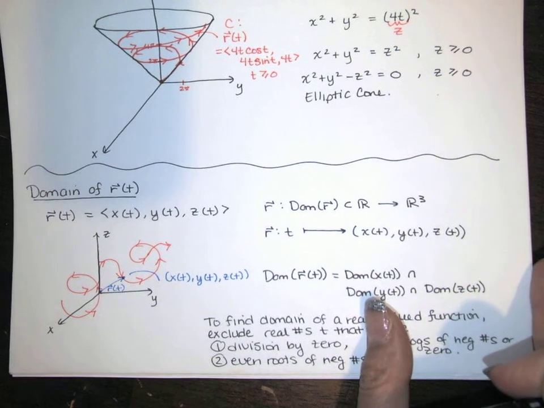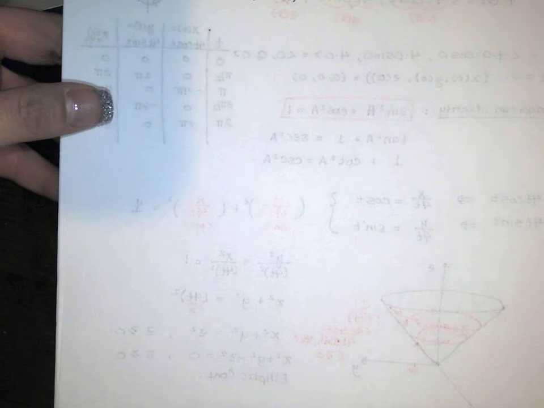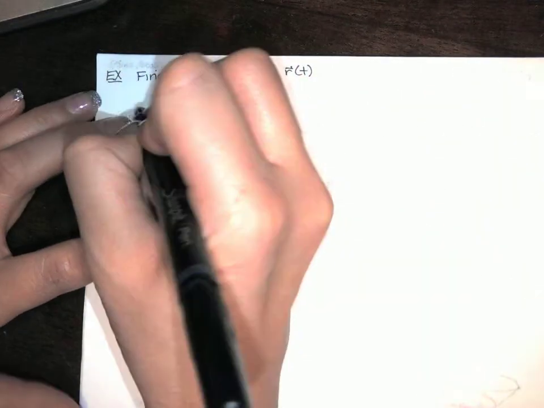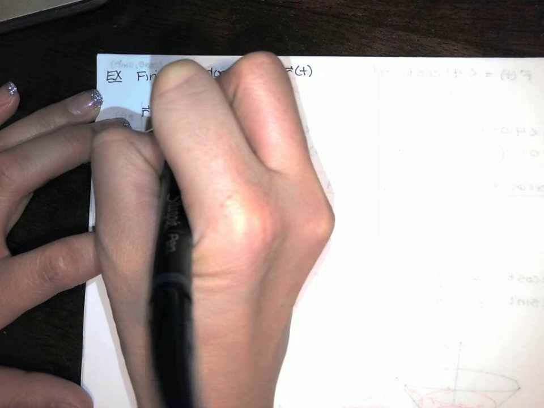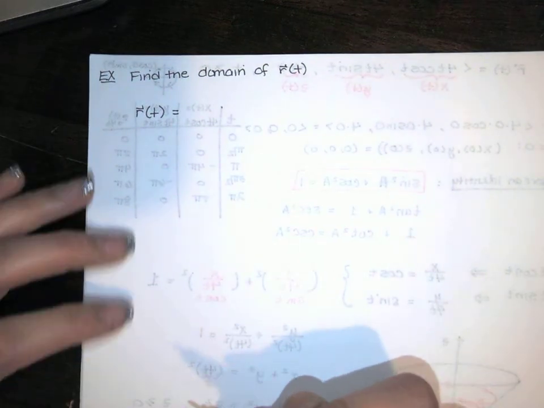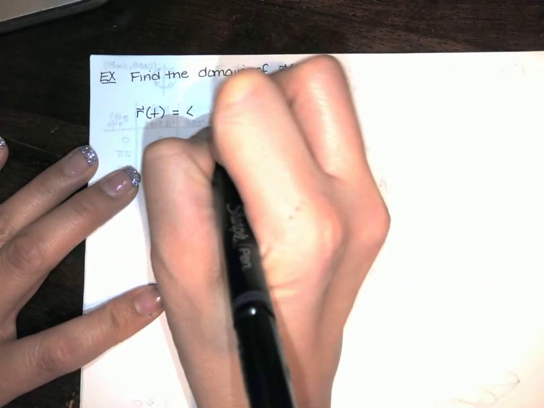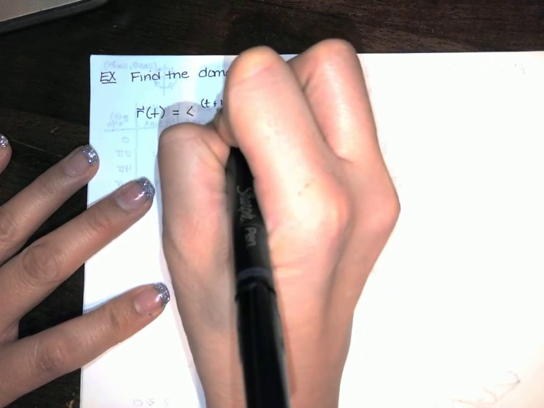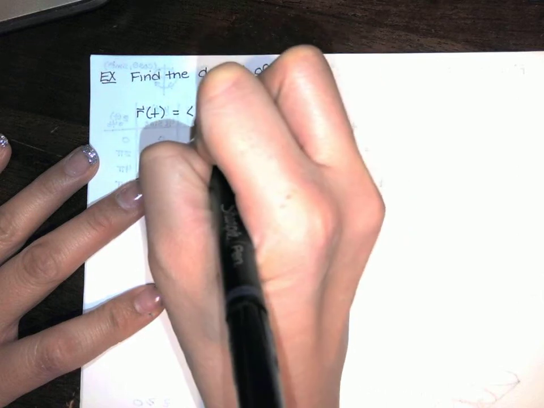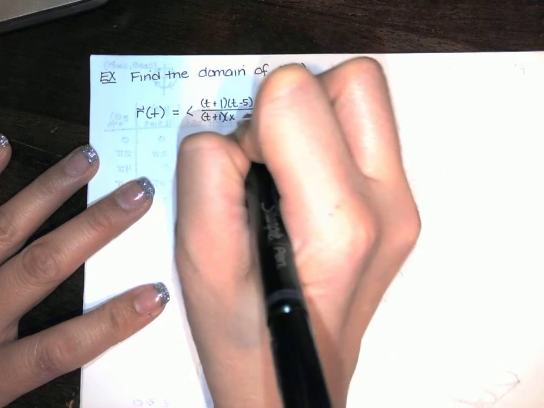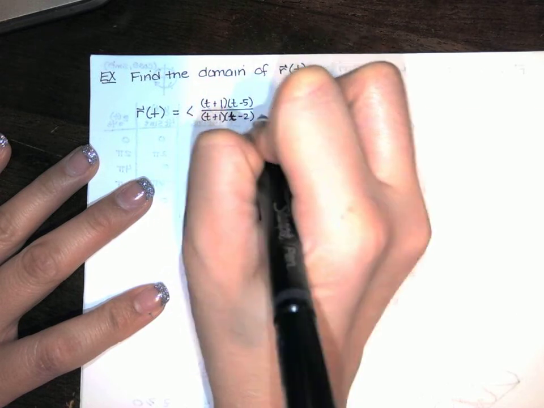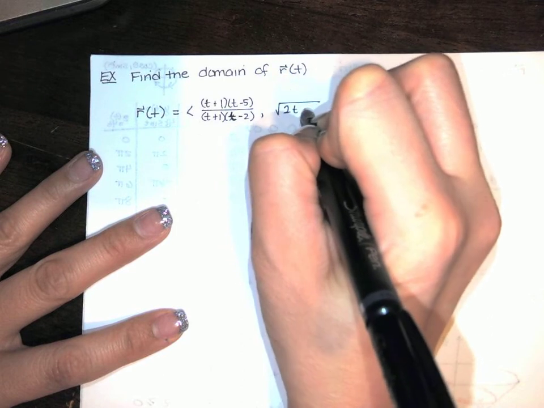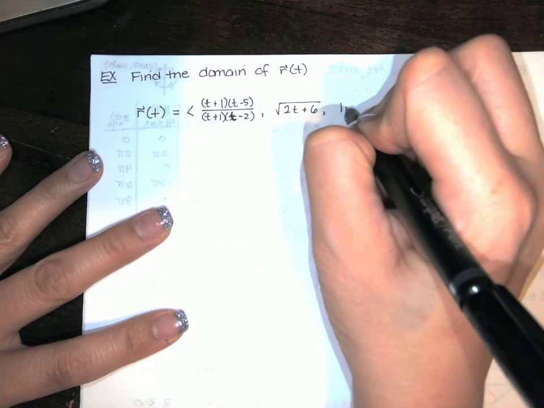So with all that in mind, let's do an example. Say we want to find the domain of R of t, and R of t has 3 components. Just to illustrate those 3 cases we talked about, I'm making it a complicated R of t. R of t has components: (t plus 1) times (t minus 5), all divided by (t plus 1) times (t minus 2). That's its x component. Its y component is the square root of 2t plus 6, and its z component is the natural log of 9 minus t.